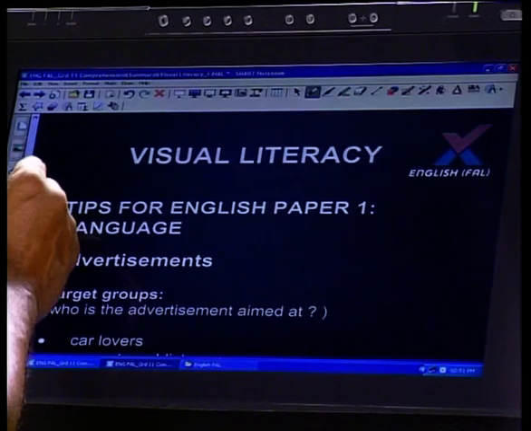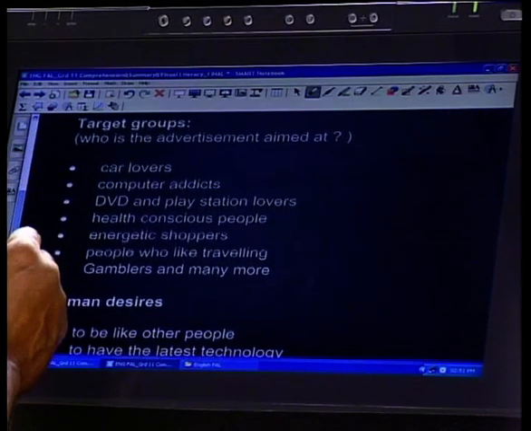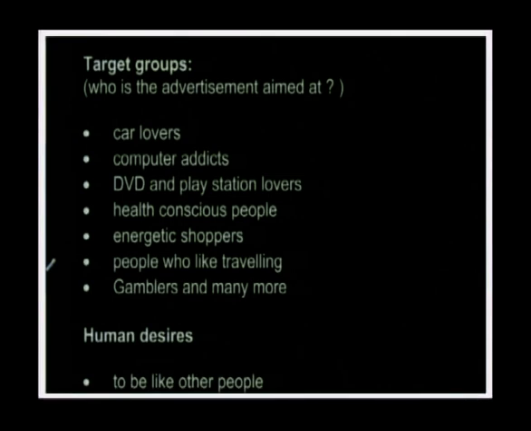Let's look at the target groups. Advertisers target certain products to certain groups of people. So not every advertisement would appeal to everyone. Let's look at who they would target. So the target groups would refer to who is the advertisement aimed at? Who is it directed at? Who would be interested in such an advertisement? What group or type of person?